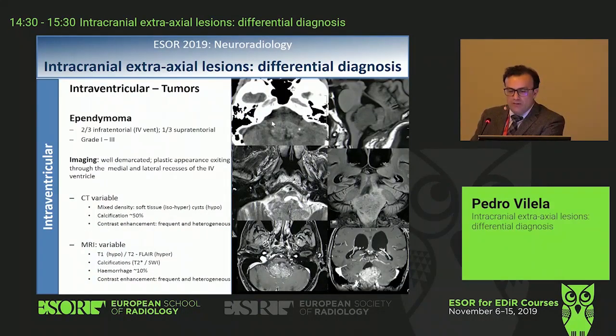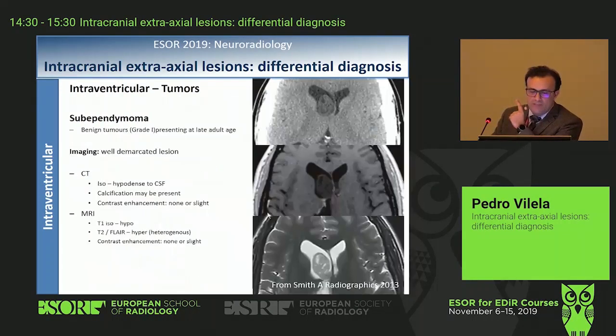So ependymomas, you find it also in the children, in the adult population. What is typical of ependymomas? The possibility to have calcifications, the possibility to have hemorrhagic components, cystic and solid components that the solid components can enhance. Another thing that is typical is that they go through the outlets of the ventricles, through the lateral foramen and through the central foramen. So Luschka and Magendie foramen, okay? And this is what is actually typical.